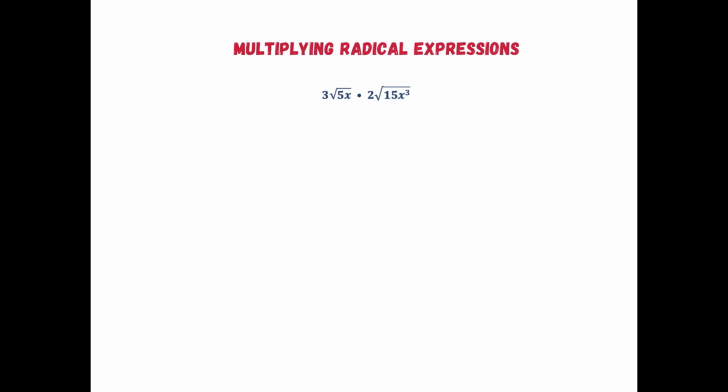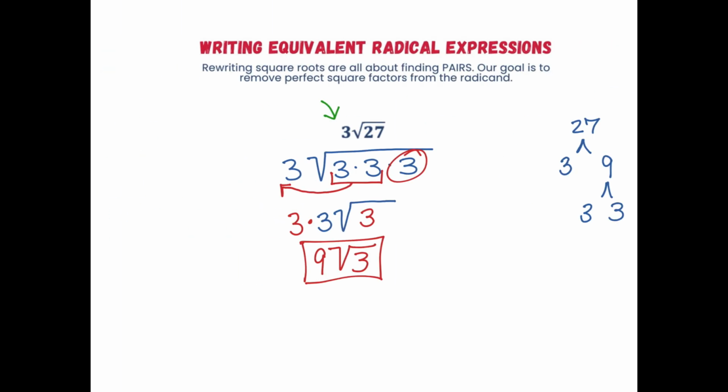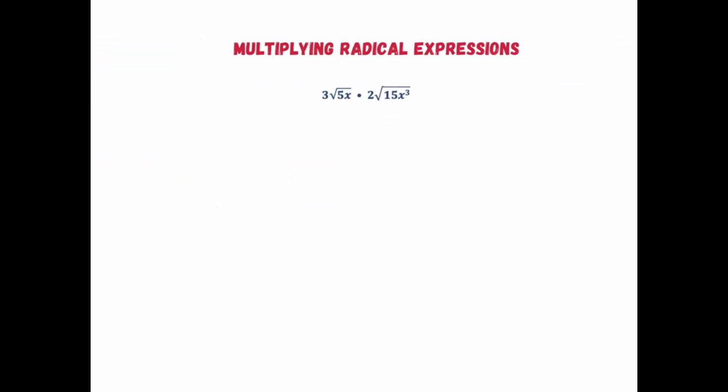All right, the next skill we are going to practice is now multiplying these radical expressions, so multiplying one by another. In this first example we have here, we have 3 square root 5x times 2 square root 15x cubed. Now you might be saying, wait, there's variables now? Yes, there's variables, but it's okay.